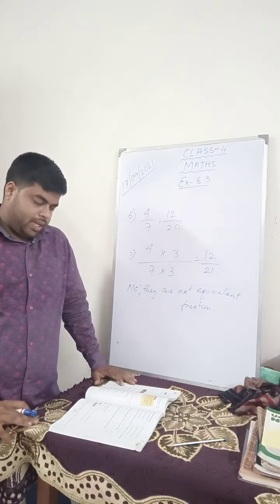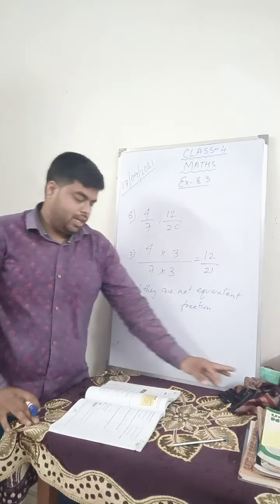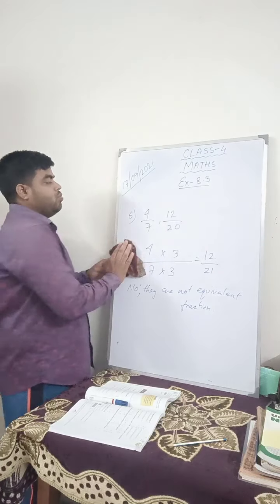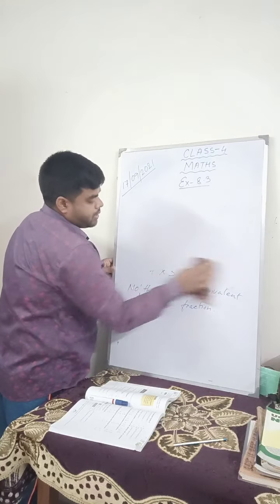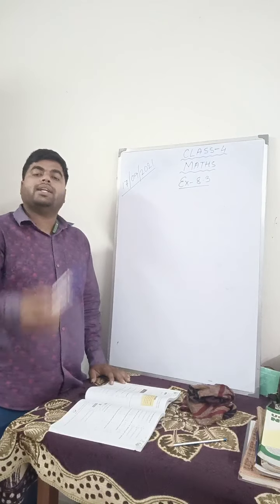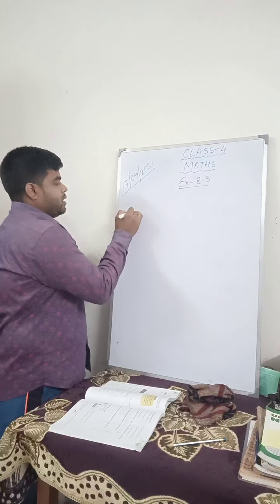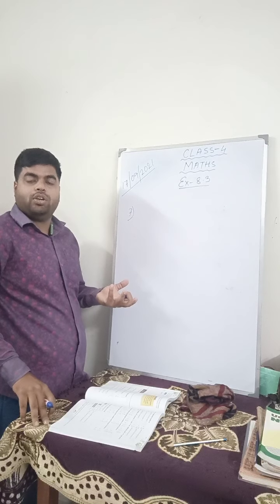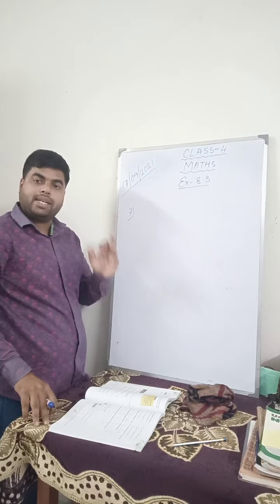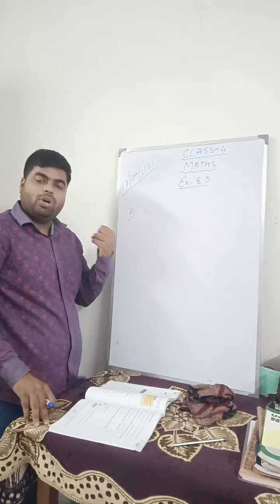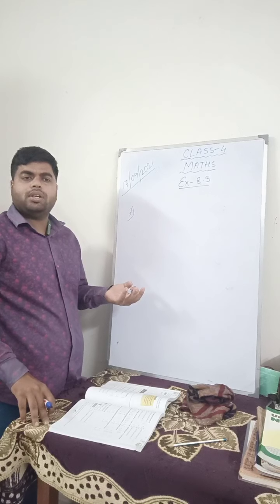Next, question number 7. They have said change the following improper fraction to mixed fraction. So what do you mean by improper fraction? Improper fractions are fractions in which the numerator is always greater than the denominator. Whenever the numerator is greater than the denominator, it is an improper fraction. If they tell you to convert that into mixed fraction, you will convert, otherwise no.